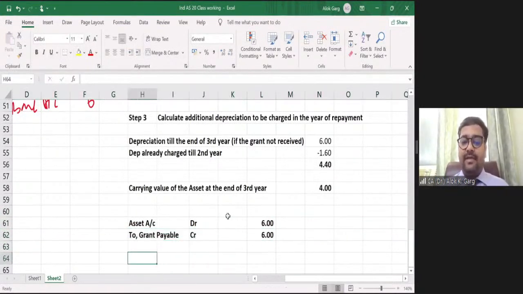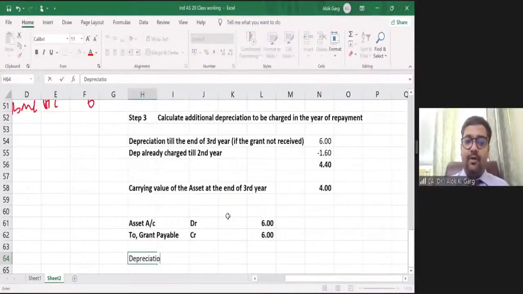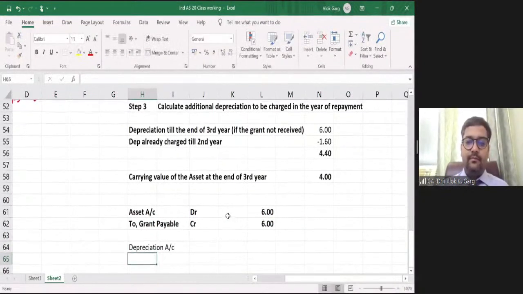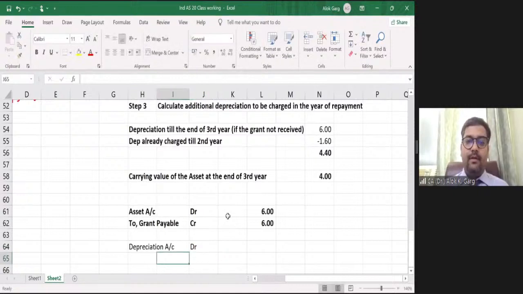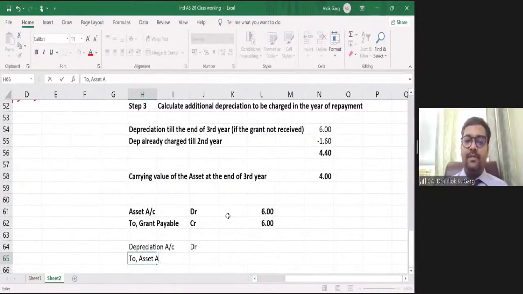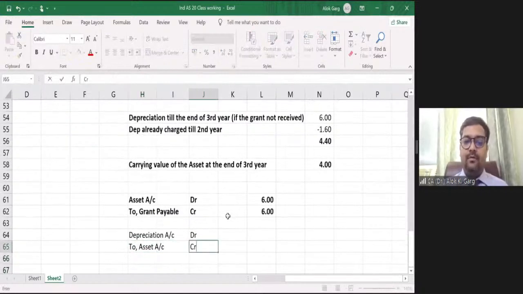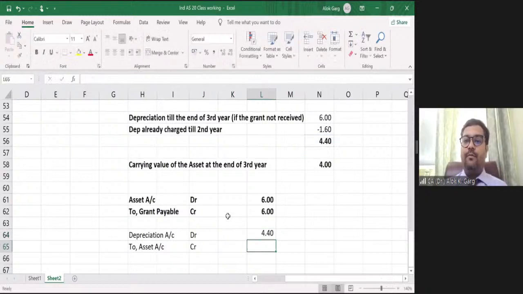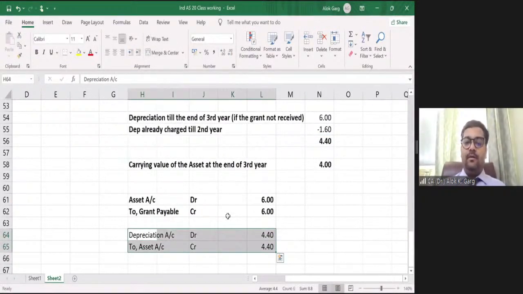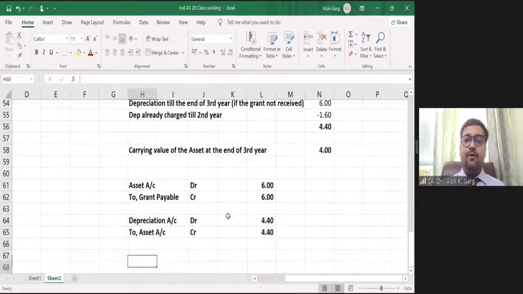Second entry: depreciation account debit to the asset account, or to the accumulated depreciation account. By how much amount? 4.4 in the second year. This will go to P&L. These are the two accounting entries. Okay.